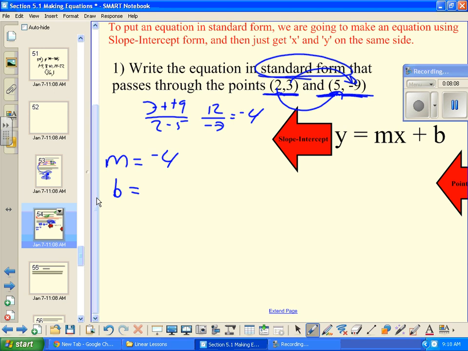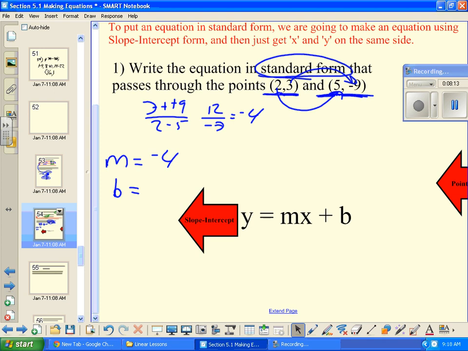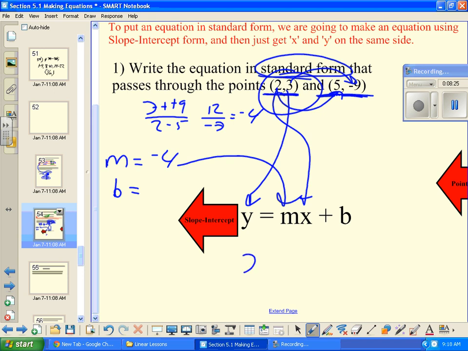Now I'm going to find my y-intercept. And again, here's where my form of the equation can help me out. I'm going to put the slope, negative 4, here for m. And I'm going to take one of these points. Let's say it's (2, 3). Okay, the 2 is the x-coordinate, so that goes in for x. The 3 is the y-coordinate, so that goes in for y. So now it looks like 3 equals negative 4 times 2 plus b. And there's my equation.